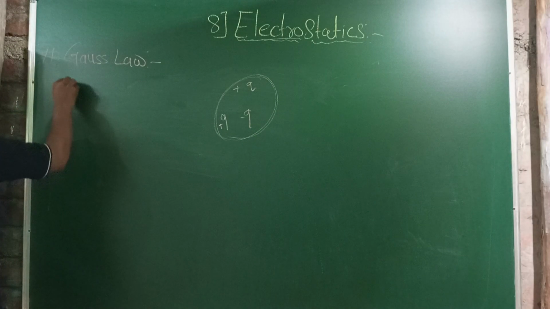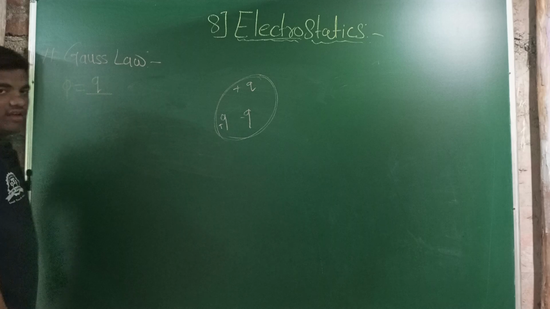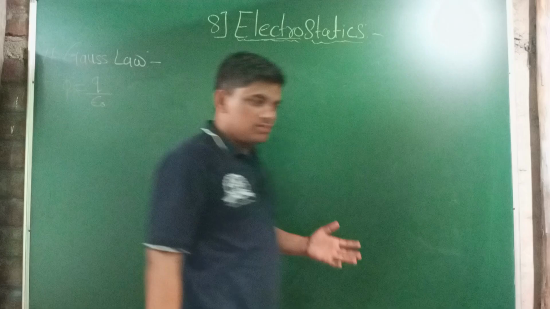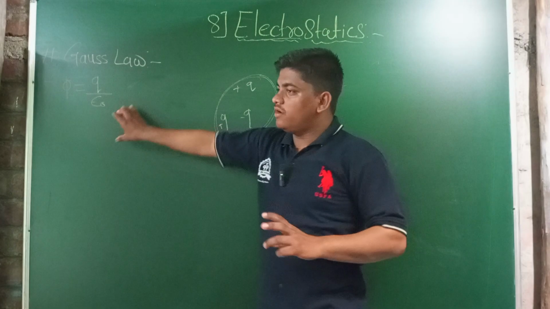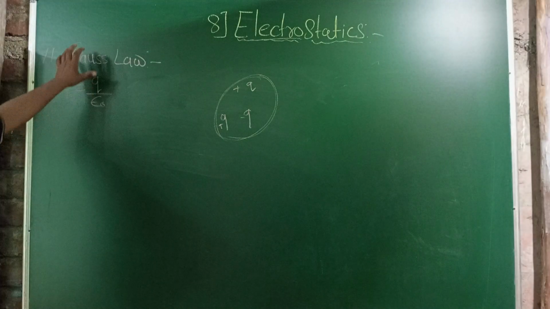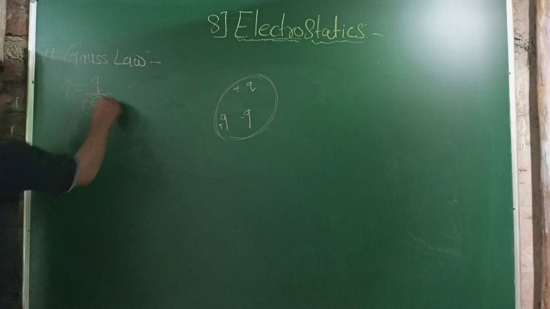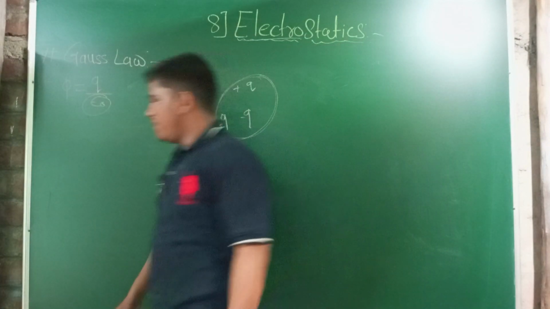It means the electric flux is equal to the net charge Q divided by epsilon 0, where epsilon 0 is the permittivity of free space, not of a dielectric, the permittivity of the vacuum. Epsilon 0 is the constant of proportionality in Gauss law, and it is also called the permittivity of free space.